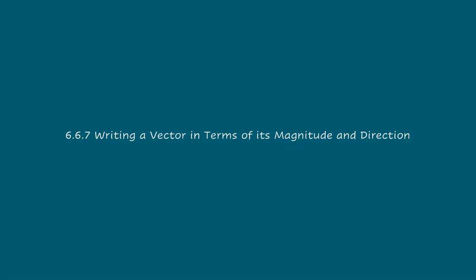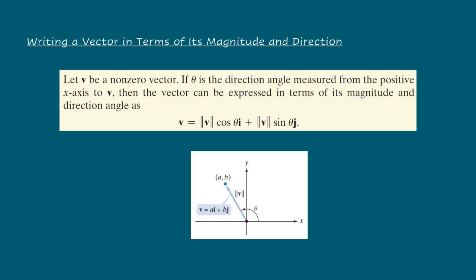In this video, we're going to learn how to write a vector in terms of its magnitude and direction. We know that the components a and b can be expressed in terms of the magnitude of the vector and the angle theta that the vector makes with the positive x-axis. The angle that is made is called the direction angle. So this angle right here is known as our direction angle.